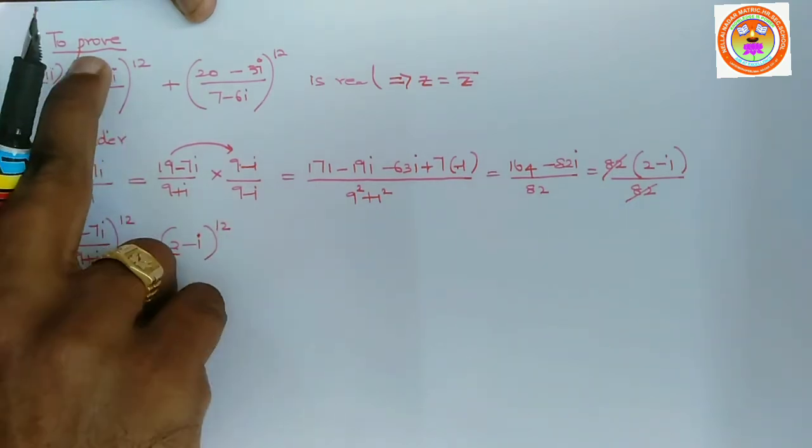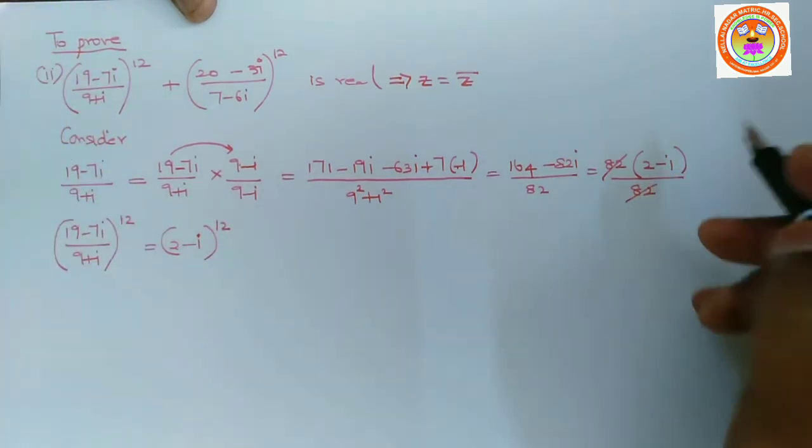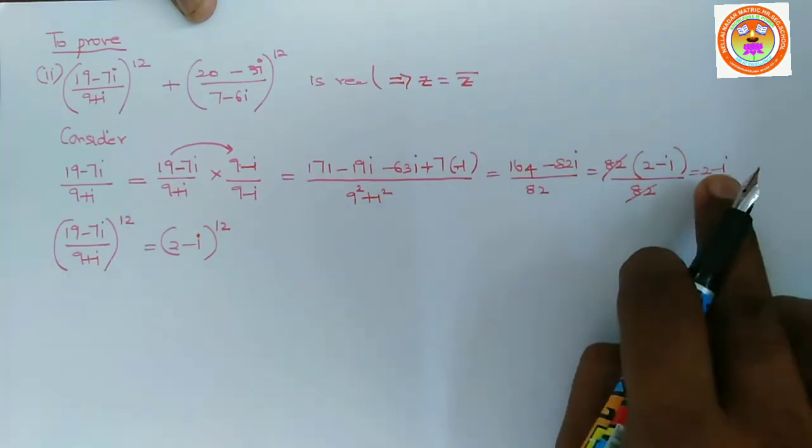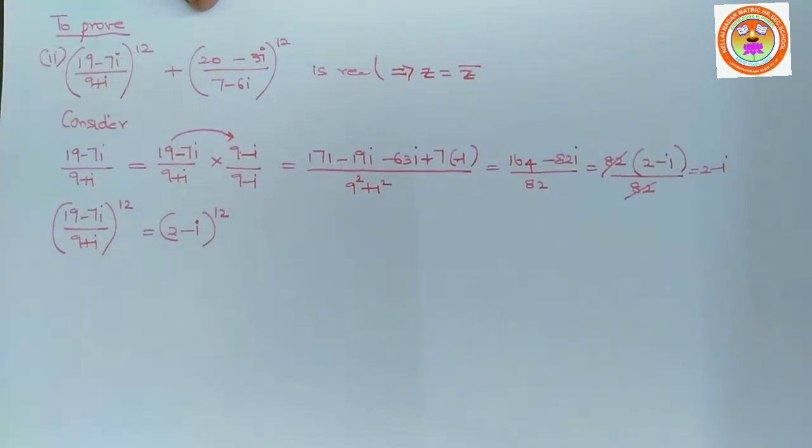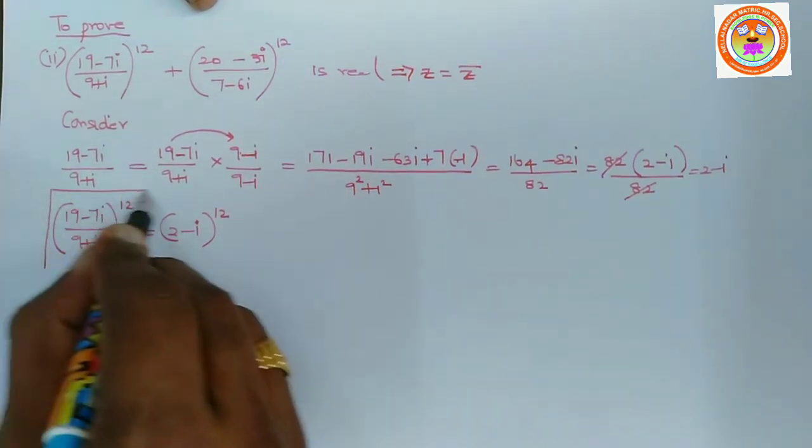Now only I am applying the power. After conjugating, we get the answer 2 minus i. After getting 2 minus i, raising the powers, power 12. So keep it as it is. This is the main one.